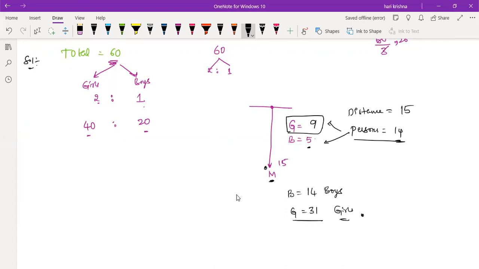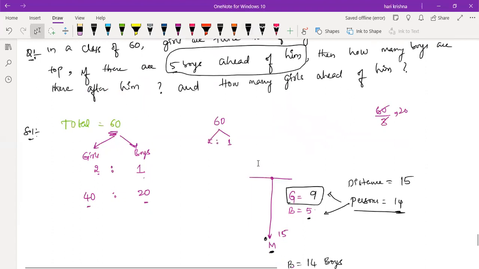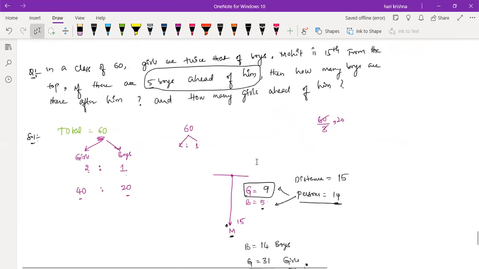Sir, can you show me the question again? Yeah. Can you see it? Sir, it's asking how many girls are ahead of him, right? Yeah. So the answer would be 31. 40 minus 31, which is 9. How many girls ahead of him? And again, why are you doing 14 minus 31? Directly you can write 31 as the answer, right?